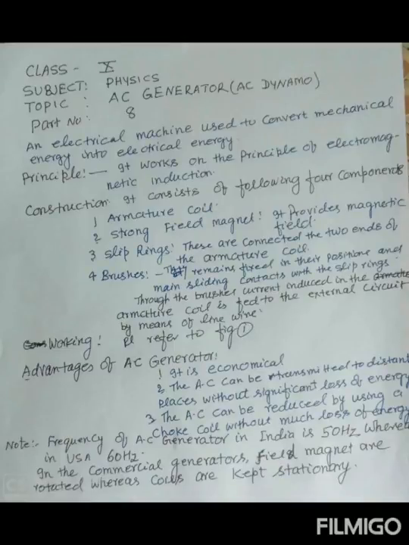Such a generator which generates alternating current is called an AC generator or dynamo. The advantage of the AC generator over the DC generator is that it is economical. It can be transmitted to distant places without much loss of energy.